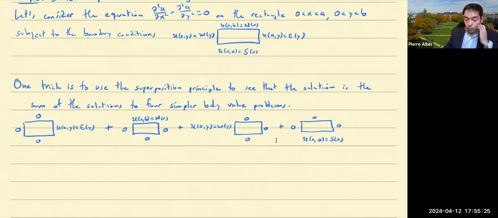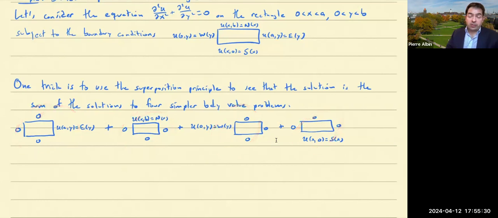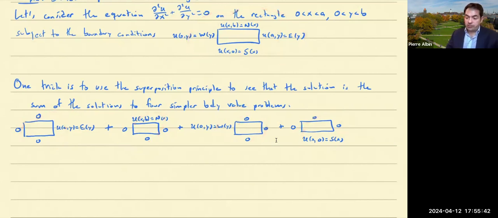So we now have 4 boundary value problems we need to solve, but these are much simpler than the one we started with. And if we take the solution to each of these and add them together, we'll end up with something that solves this equation. That's because this PDE that we want to solve is linear and homogeneous, and the boundary conditions that we're looking at are also linear. And so it works fine to just add solutions to get a solution.